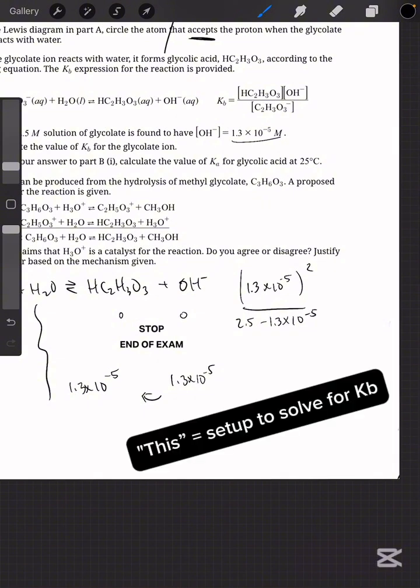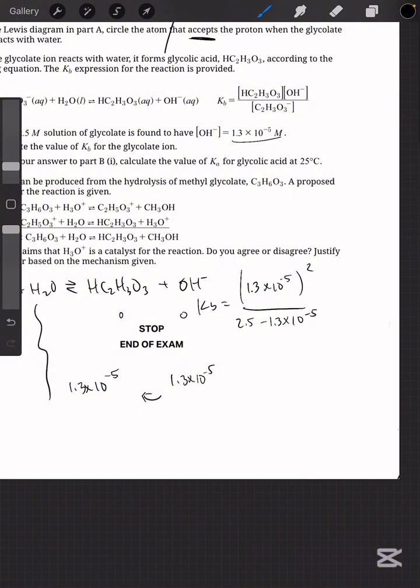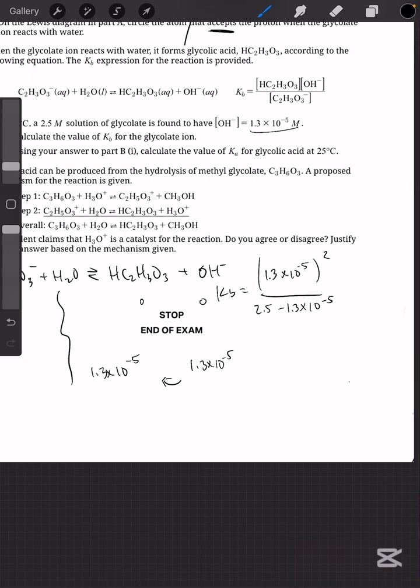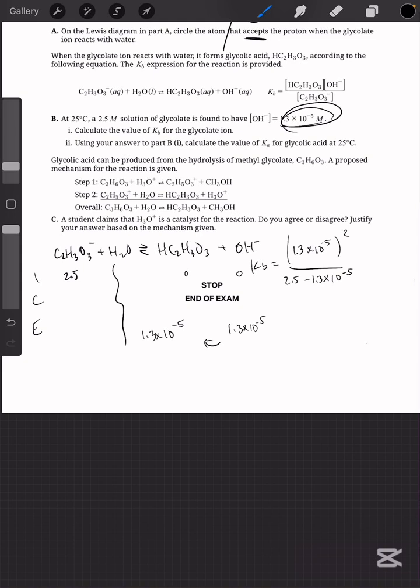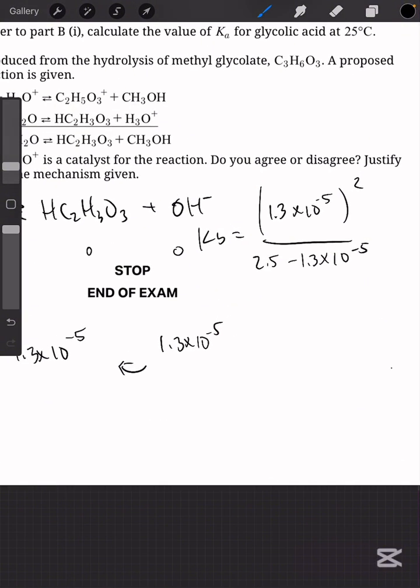I just wrote this out here because the top is just the concentration of the HC2H3O3 times the concentration of hydroxide ions. And since they have the same stoichiometric ratios, it's the same concentration for both of them. So that's why I just did squared, because it gives you the concentration of the hydroxide up there, right? So it's pretty straightforward. And then for the denominator, we have the glycolate ion, and its initial concentration was 2.5. And since it reacted to form the hydroxide and the glycolic acid, it's subtracting the change from its original value. This is the OG, this is the change.